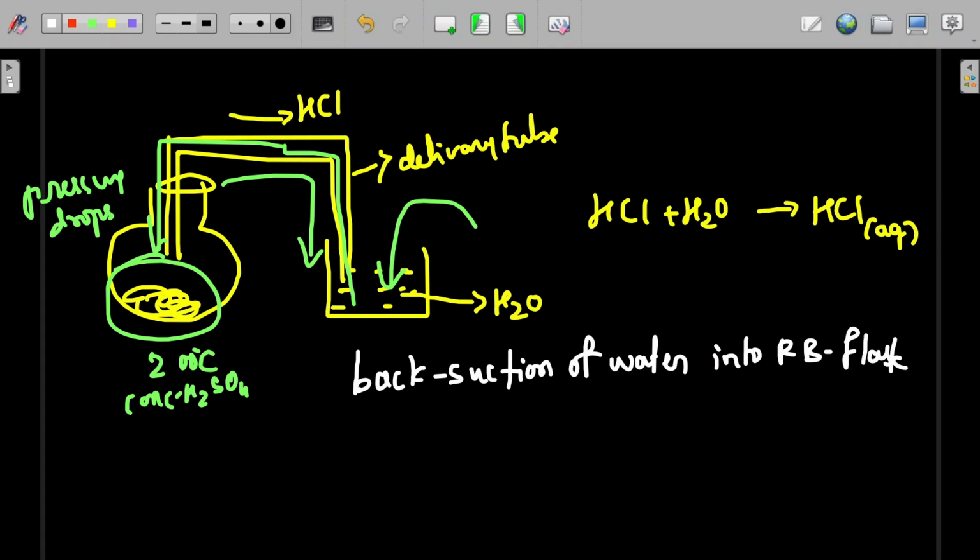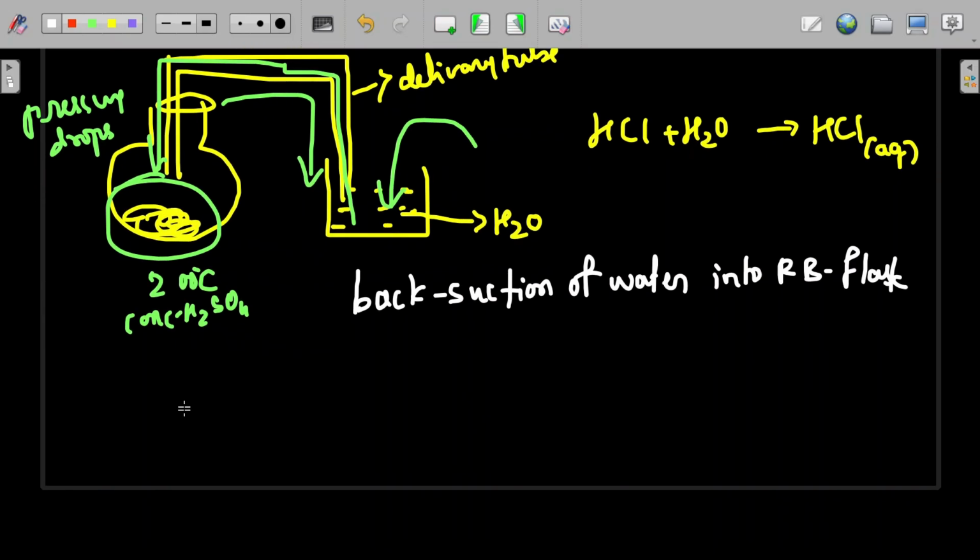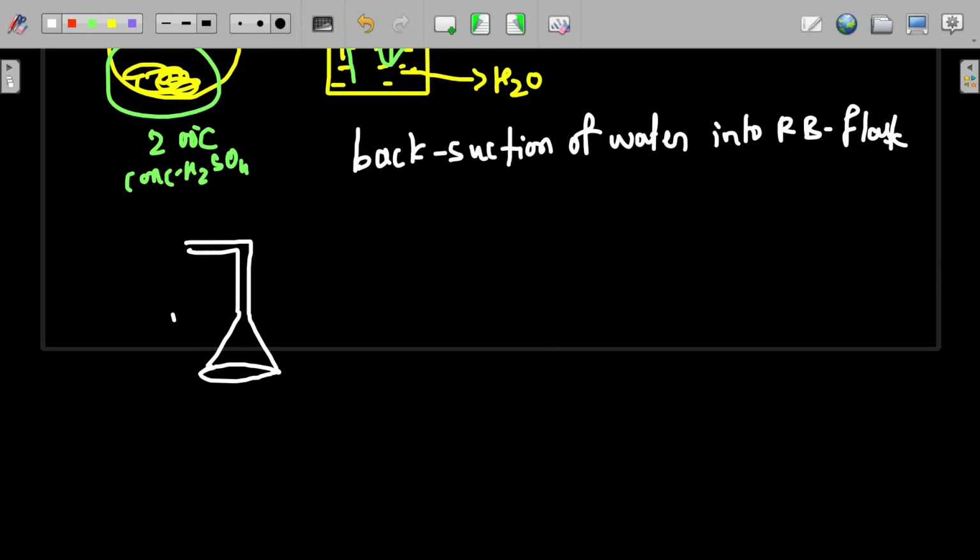They attach one funnel at the end of the delivery tube. So this is a delivery tube. At the end, they will attach one funnel in the inverted position. Okay, like this, upside down. Now they will dip this funnel in the water in such a way that this end of the funnel should be 1 or 2 millimeter only inside the water, not too much. You should not put it completely down. Then also back suction will take place. Only 1 or 2 millimeter we have to dip here.